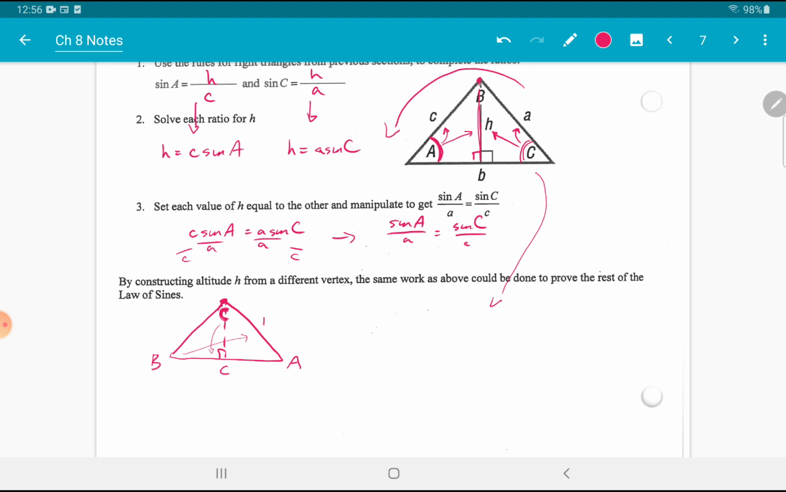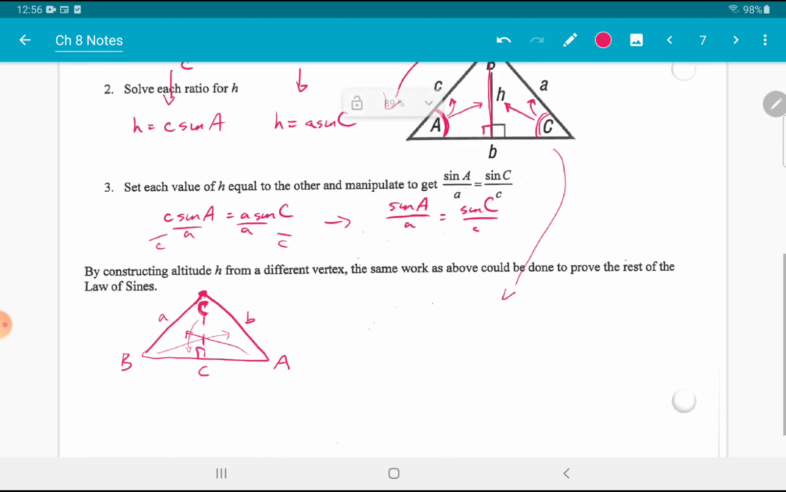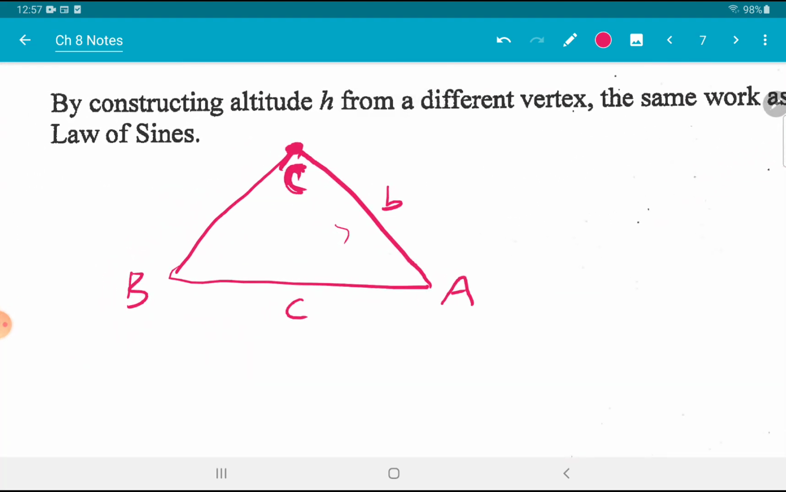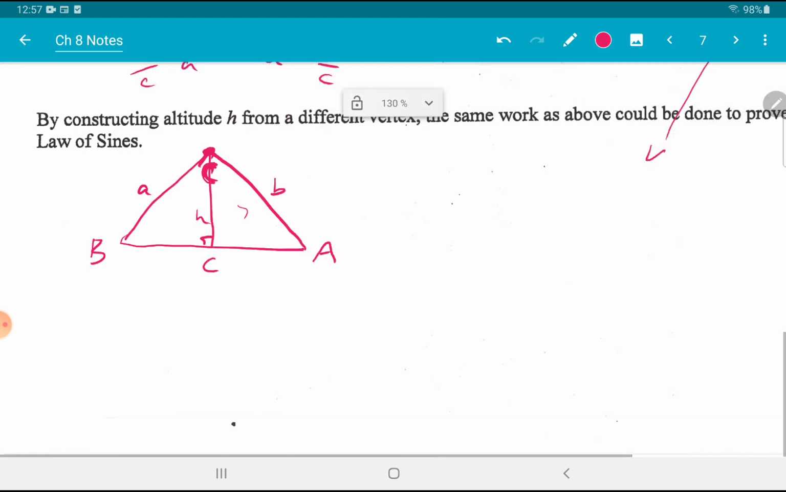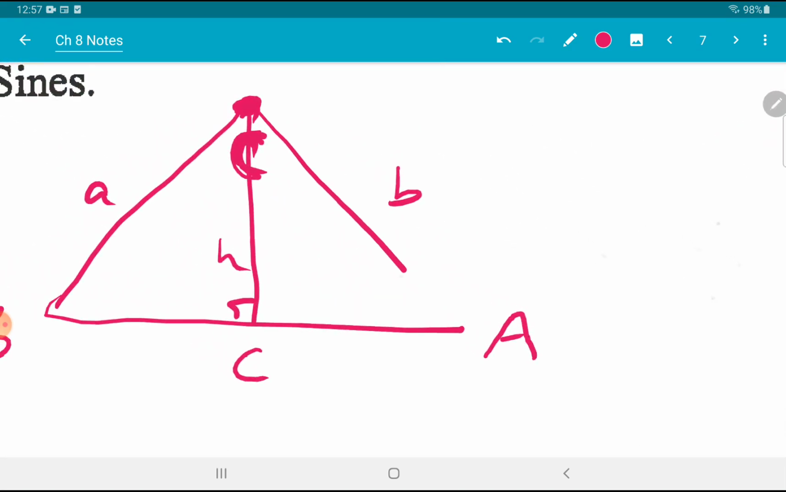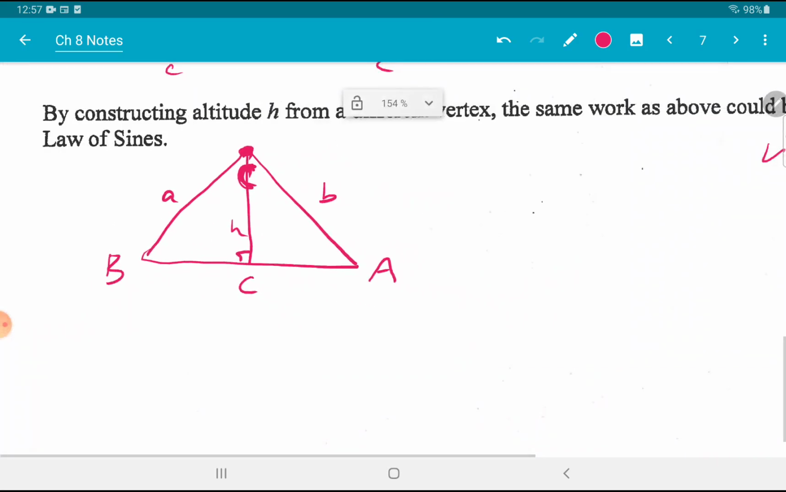Over here we have side B, and over here we have side A. Okay, so they're always opposite each other. But if we do that, if we go ahead and establish again the idea that what we drew there was the altitude or the height, then we can call this h again. And we can do another set of proportions where we now focus on angle B and angle A.